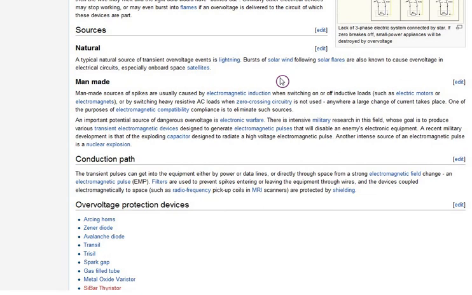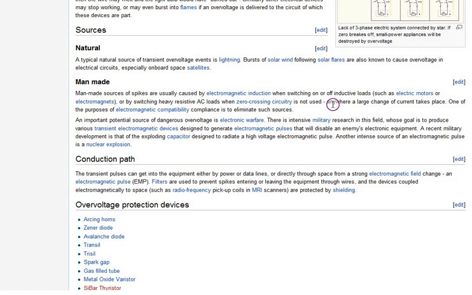But then it says that man-made sources of spikes are usually caused by electromagnetic induction when switching on or off inductive loads, such as electric motors or electromagnets. It goes on to say an important potential source of dangerous overvoltage is electronic warfare. There is intensive military research in this field whose goal is to produce various transient electromagnetic devices designed to generate electromagnetic pulses that will disable an enemy's electronic equipment.